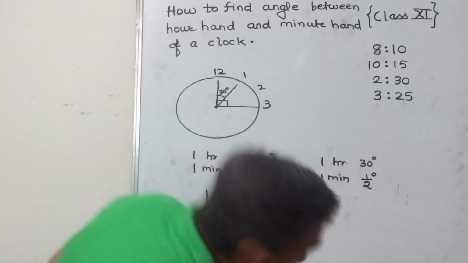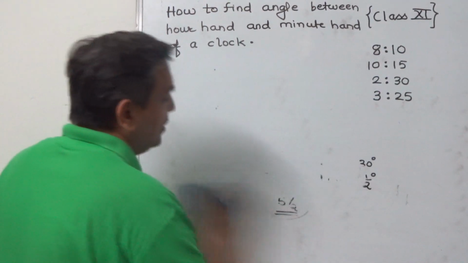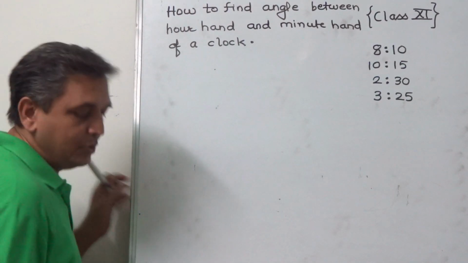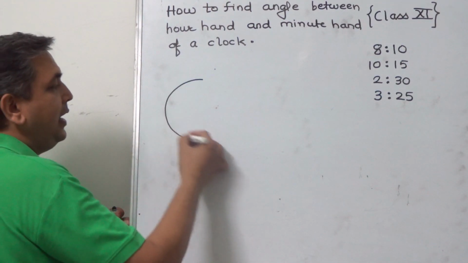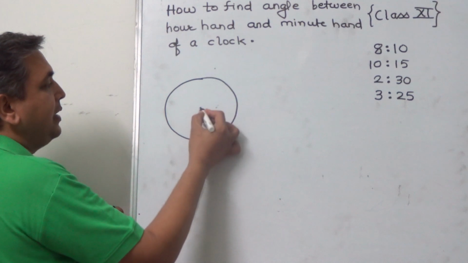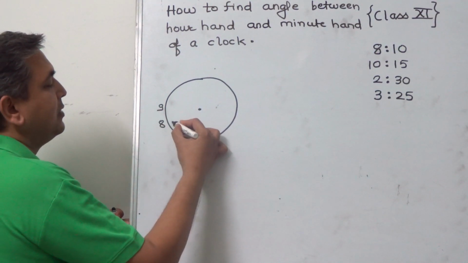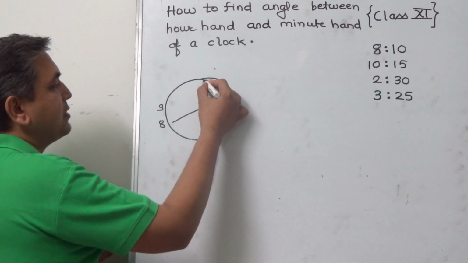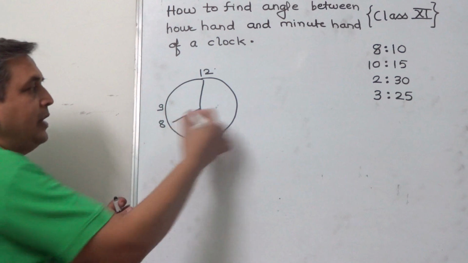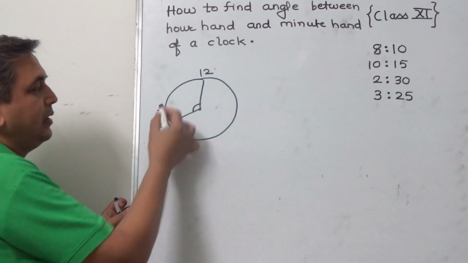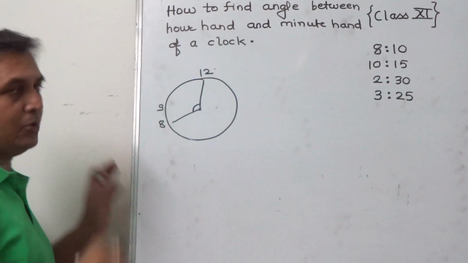So let us start these questions. I will draw a diagram for the first two and then we shall see the others. 8:10. What is 8:10? This is 9. This is 8. So first we consider 8 o'clock. This is the position. The angle between the arms is 30, 30, 30, 30, that is 120 degrees. That was easy for 8 o'clock.